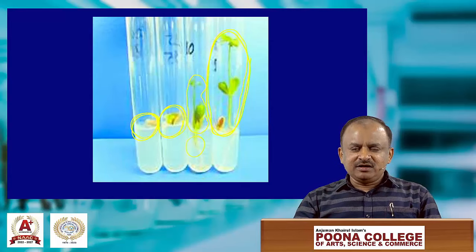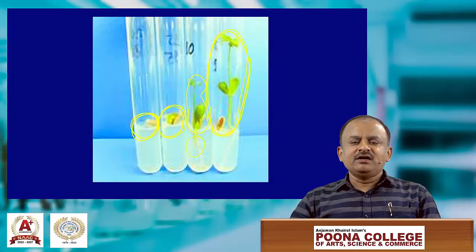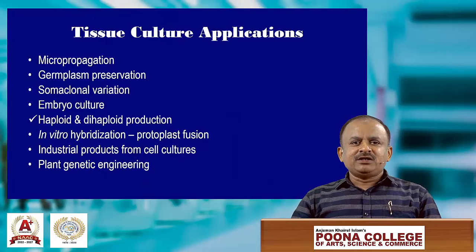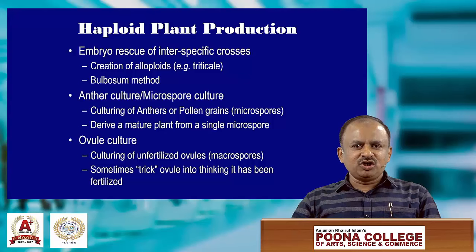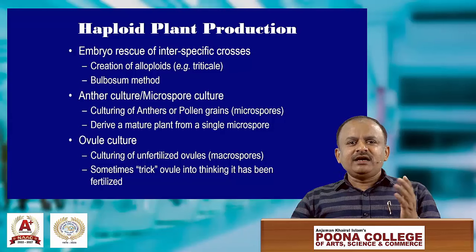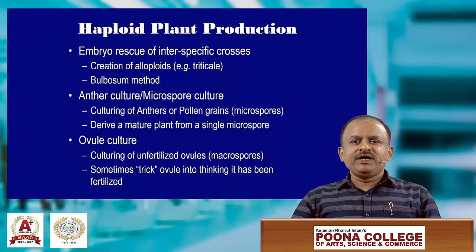This is the result of embryo culture. Now our plant is ready for transfer into the soil. So this is regarding the embryo culture. We can produce haploid plants also by embryo rescue of interspecific crosses, then anther culture, then ovule culture also. Like embryo culture, we can culture different embryos, different anthers, different microspores, different ovules. We can get the entire plants.